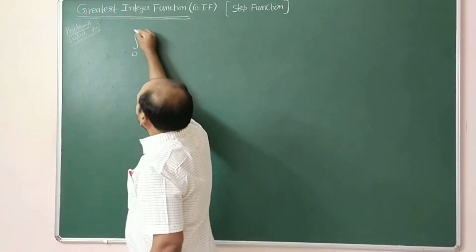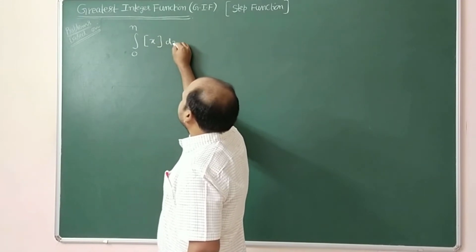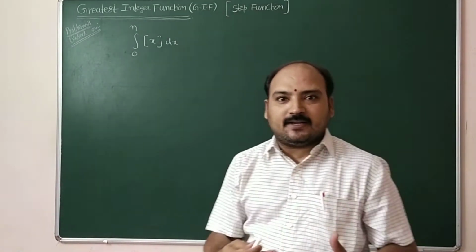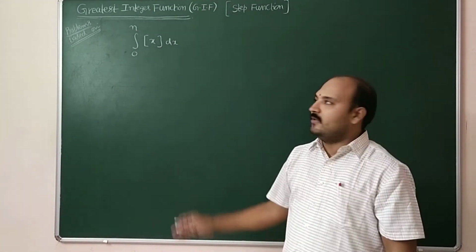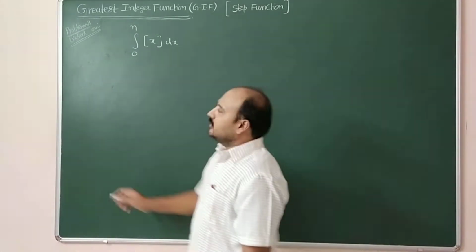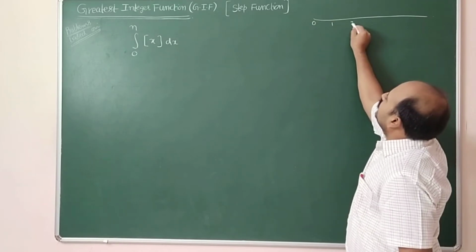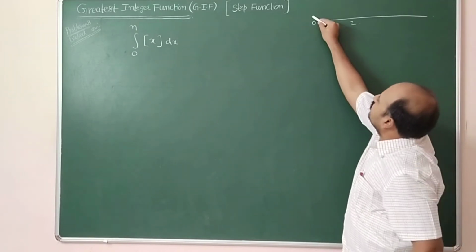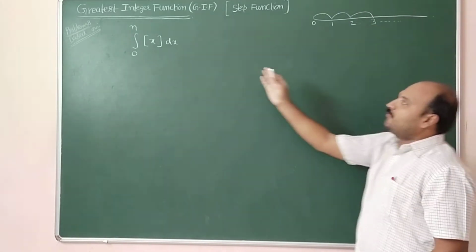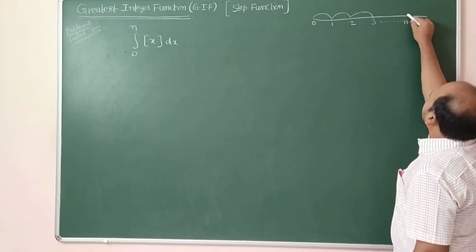Suppose the integral from 0 to n of step x, or greatest integer function x, into dx. After getting this answer, we can treat it as a shortcut formula. So I will explain what answer we are going to get. From 0 to n, we can divide the intervals: 0 to 1, 1 to 2, 2 to 3, and so on. Before n there will be n minus 1, so n minus 1 to n.